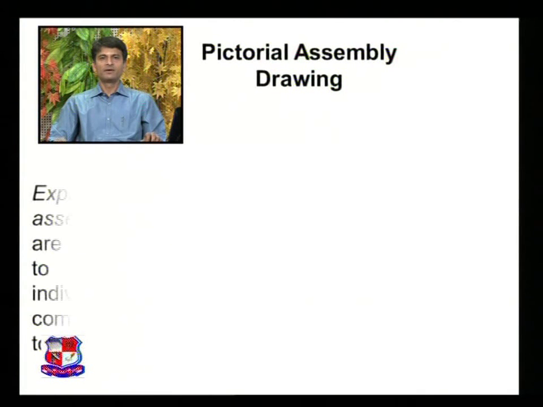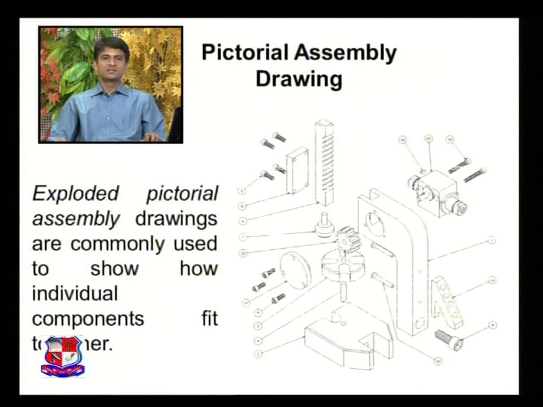Now pictorial assembly drawings. This is one exploded pictorial assembly drawing, which is commonly used to show how individual components fit together. You can see these are the components numbered from 1 to 12. Names are mentioned in the part list, and this shows the pictorial assembly drawing having an exploded view of each component showing their relative positions.